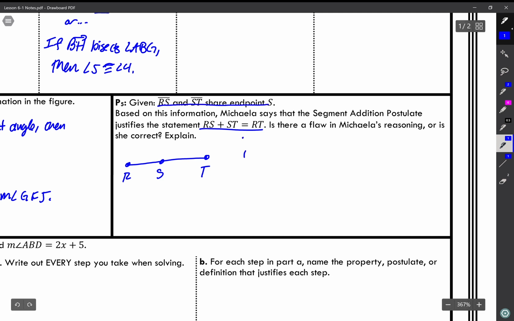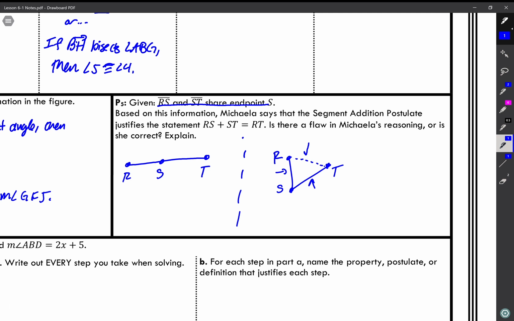So think about this drawing. What if I have RS right here, and then we know they're attached by ST? So what if this is ST? In this case, let's look at what Michaela's statement says. RS plus ST is equal to RT. The length of RS plus the length of ST is equal to the length of RT. In this case, of course, that's not correct, right? This length plus this length is going to be greater than the length from R to T.